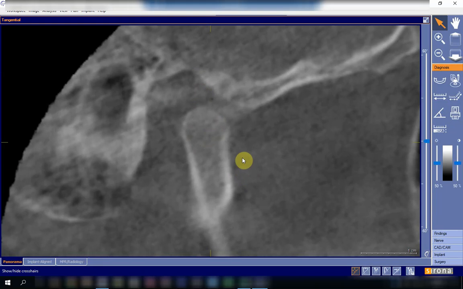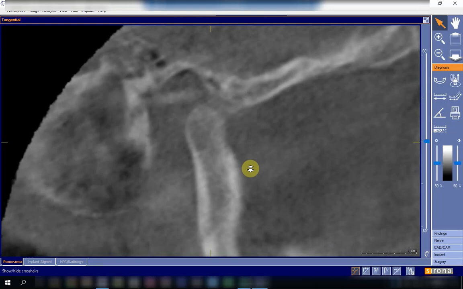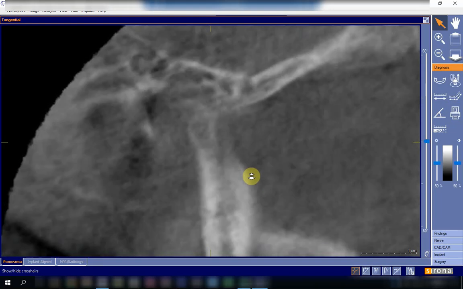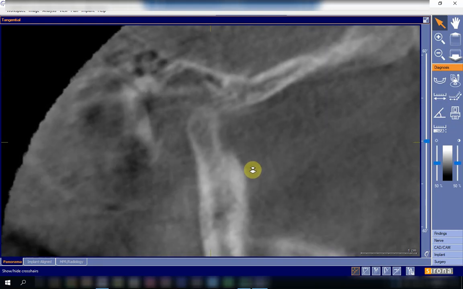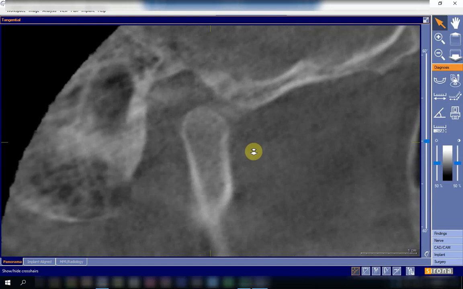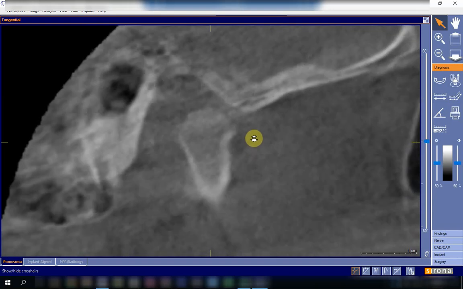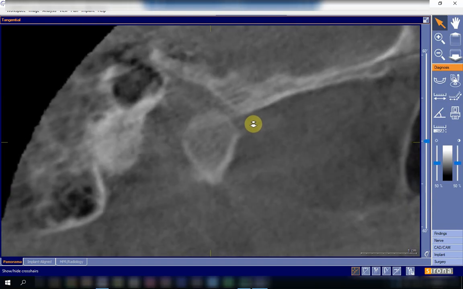Don't be satisfied with a single view of the condyle or a single slice. Try to navigate through all the thicknesses or all the slices of the condylar head in a medial-lateral direction.